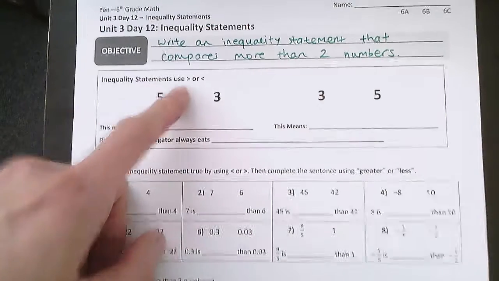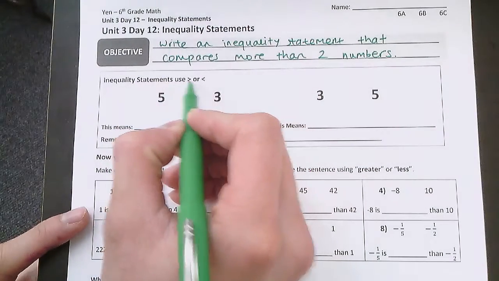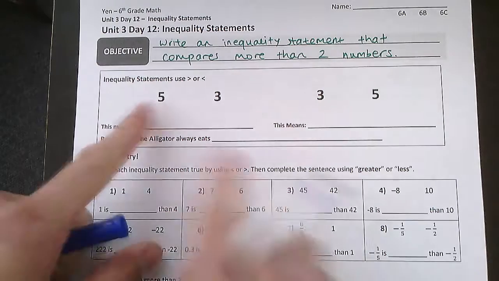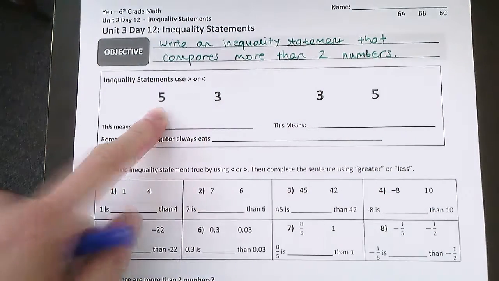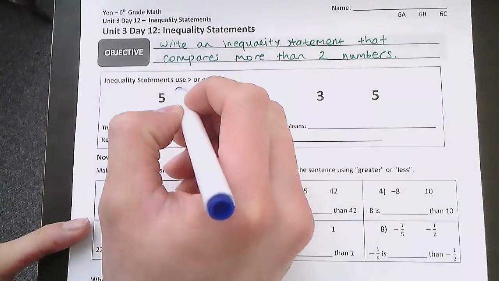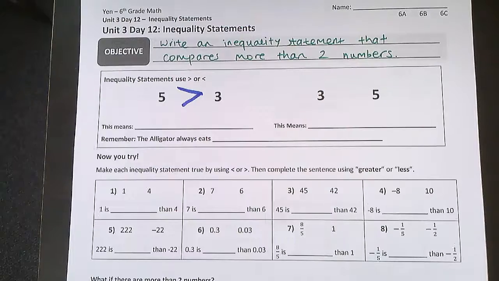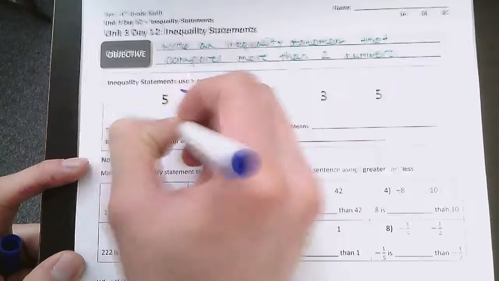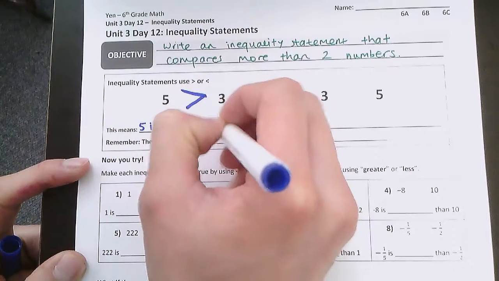So it uses one of these two symbols, right? The greater than symbol or the less than symbol. And let's do a quick review of what is what. So between 5 and 3, which one's bigger? 5 is bigger. So we would say 5 is greater than, that symbol right there, 3. So this means that 5 is greater than 3.